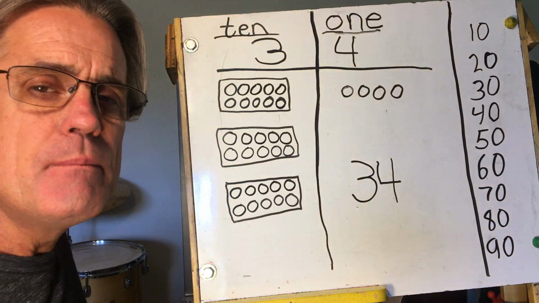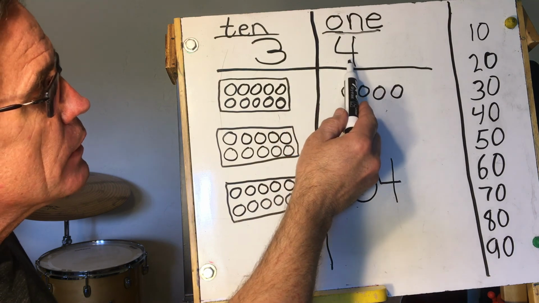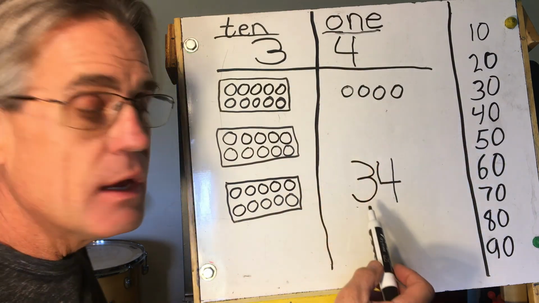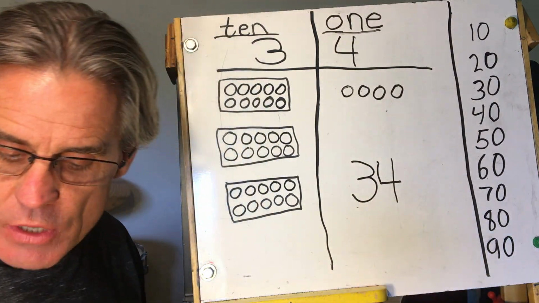34. Well, look up here, kids. 34. 3 boxes of 10 and 4 loose ones. And that's what it means, kids, when we write 34. Let's try another problem.